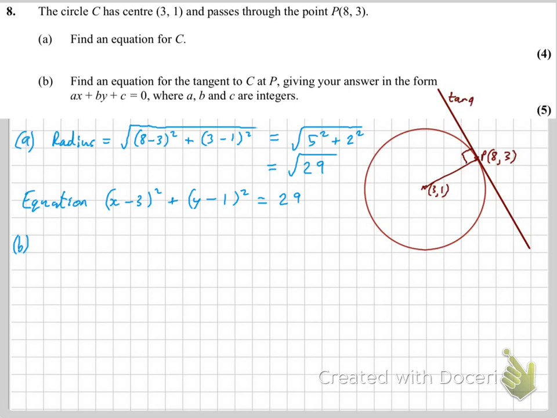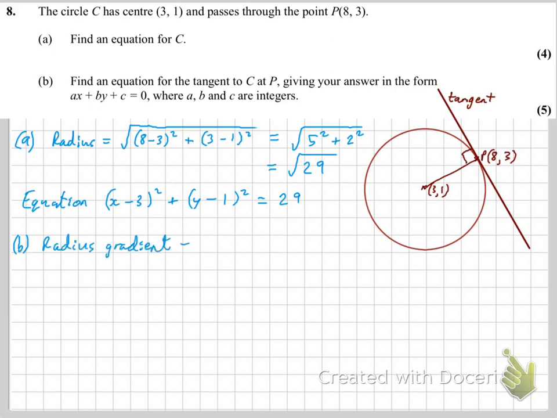So, what do we need to write down the equation of the tangent? We need a point that the line passes through. Well, we've got that, that's P. And we need its gradient, which we don't have yet. But we can work out the gradient of the radius. So let's do that first.